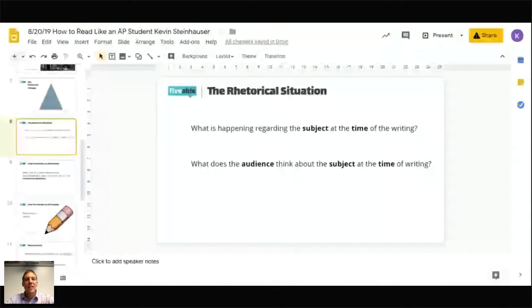So let's say the subject is race relations in America. It's an important subject no matter when you talk about it, but what's happening regarding the subject in 2019 is very different than 1963 and is very different than 1863, right? So you've got to really be thoughtful. You're using some background knowledge here. What is happening regarding the subject at the time of the writing?